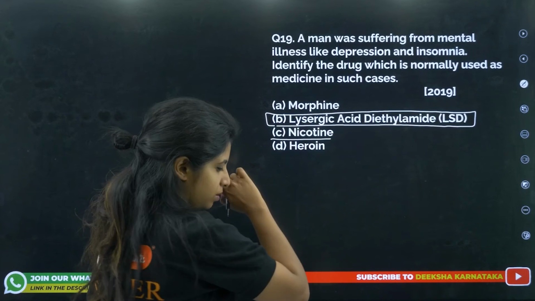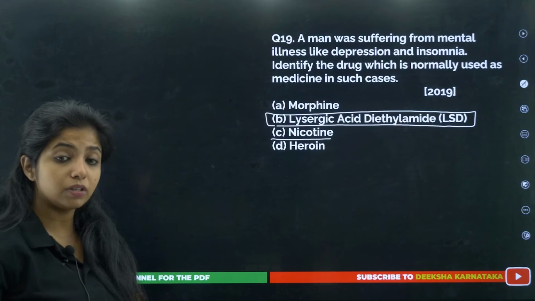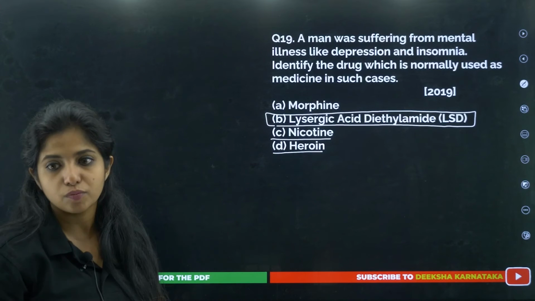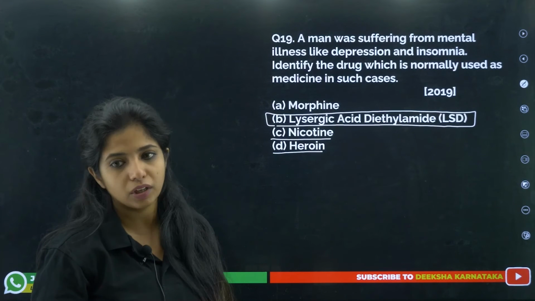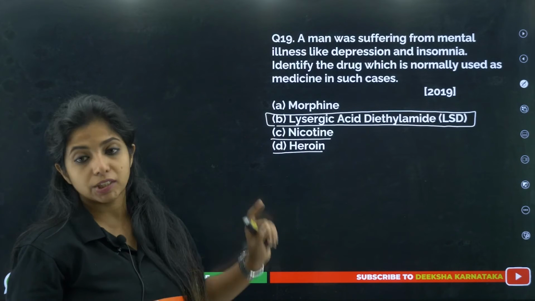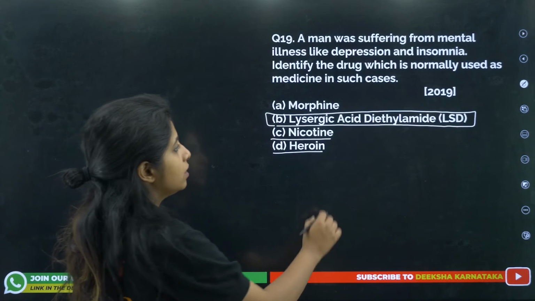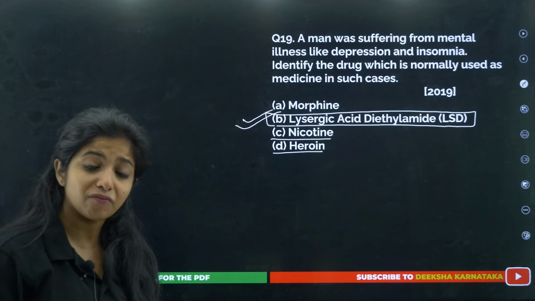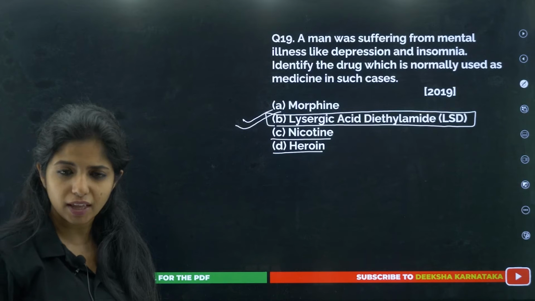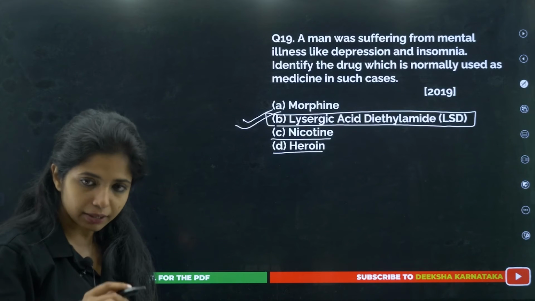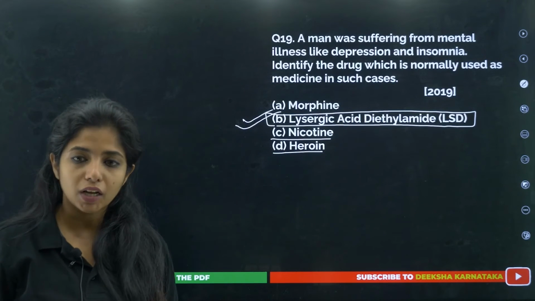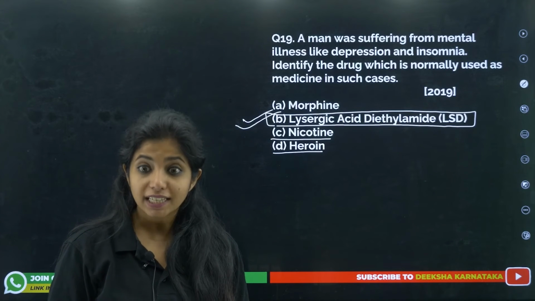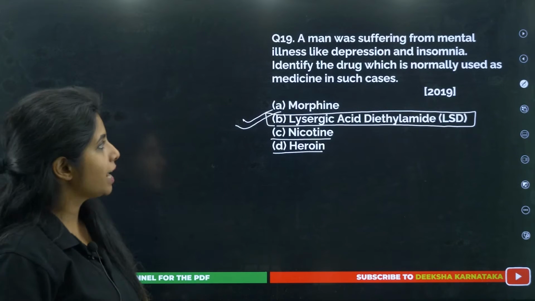Nicotine is not something given to human beings. Nicotine increases the blood pressure and things like that. Heroin, again, is a depressant, so you won't give it to a person dealing with depression. And morphine, as I said, is a painkiller and sedative. So I'll say lysergic acid diethylamide. This is the answer. If you had options like amphetamines, benzodiazepines, or barbiturates, you should tick those. But if you have an option like LSD, you can tick that as well. Okay. 2019 question. Next question.